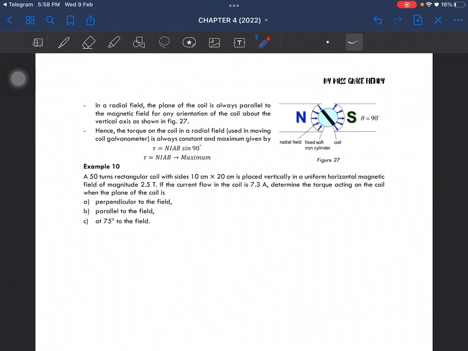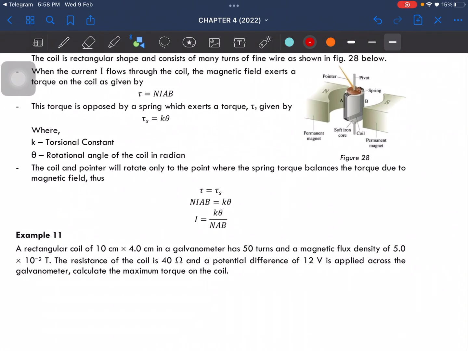Okay, so hence the torque on the coil in a radial field, for example in a moving coil galvanometer, would always be constant and maximum. Okay, so that's the hint there. You need to remember that for torque in a radial field or moving coil galvanometer, the torque will be constant and maximum. Okay, so we will straightaway use the equation here. Okay, that is for a radial coil.